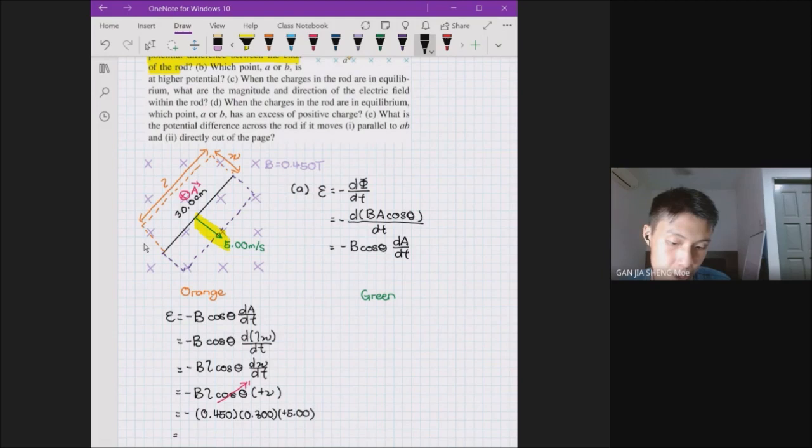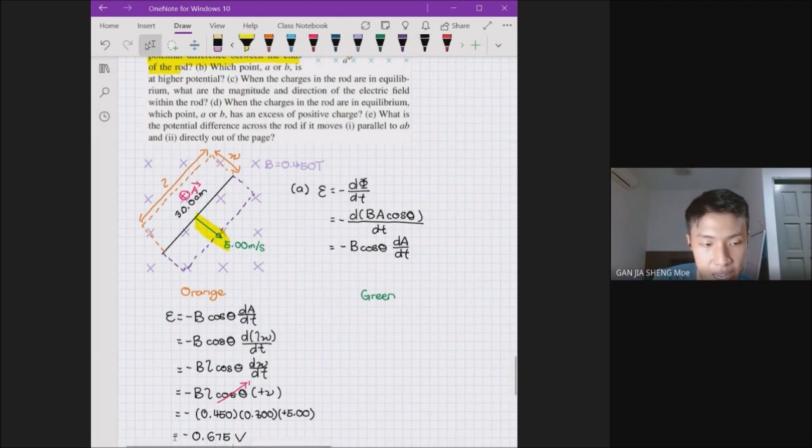Negative 0.675. Okay, so this negative here is indicating the direction of the EMF, but I'm not going to determine the direction right now. I'm going to move on to the green, not green, it's purple, sorry. And then another loop is purple color. I'm going to move on to the purple loop first and find the answer first. Then after that, we will determine the direction together.